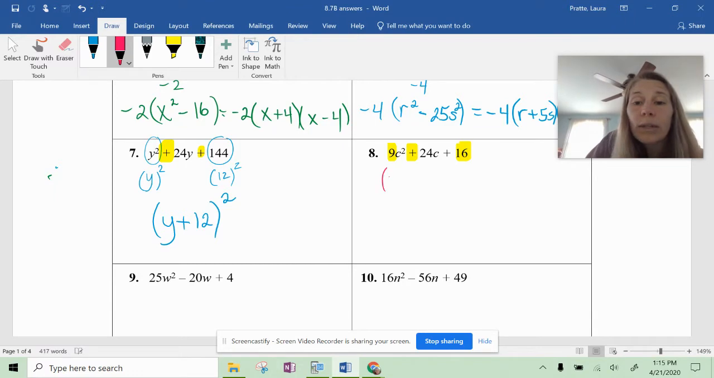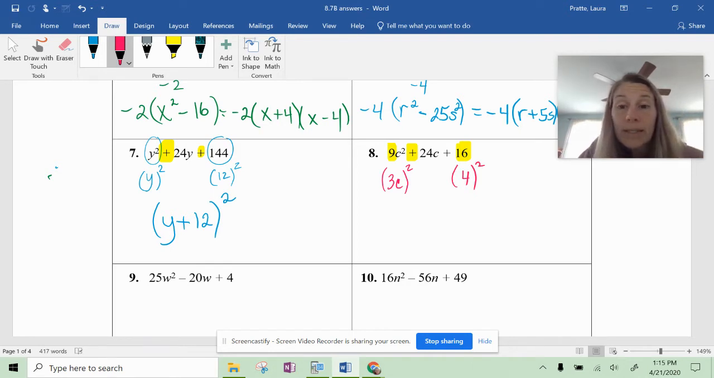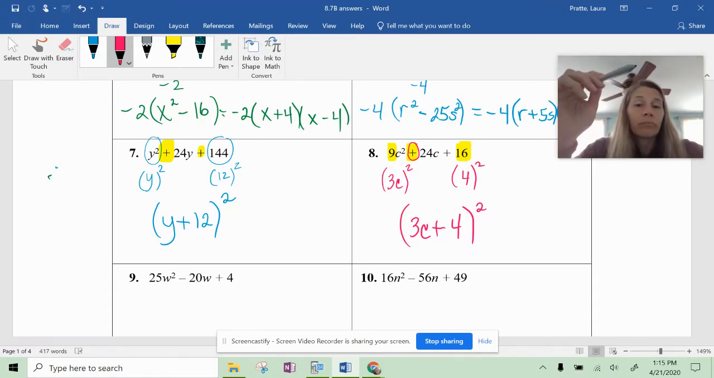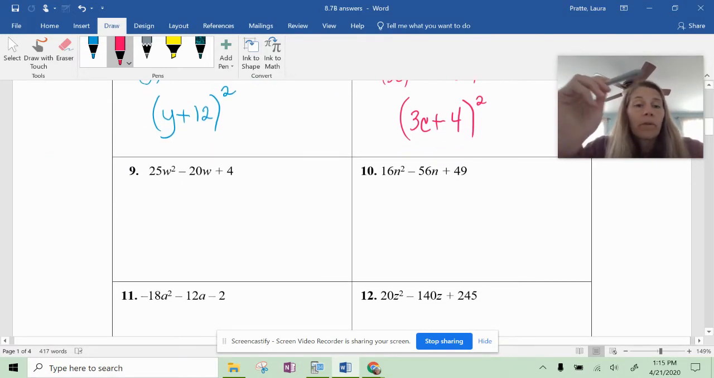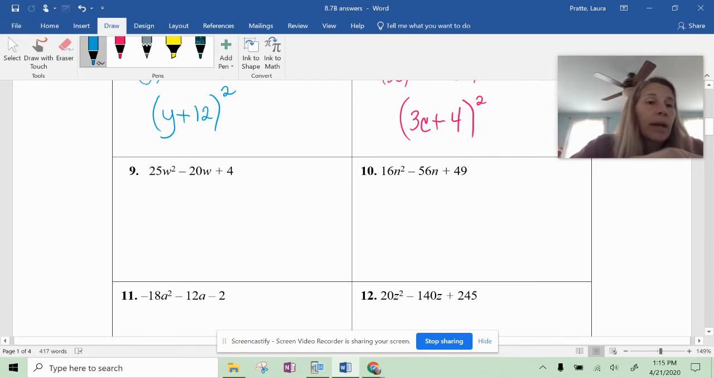So this is really 3c squared. This one at the end is really 4 squared, right? Because 4 times 4 is 16. 3c times 3c would be 9c squared. So we're going to put in our parenthesis 3c and then plus in the middle because of that sign there, and then the squared on the outside. So it's 3c plus 4 squared. All right, so then the next one, number 9.